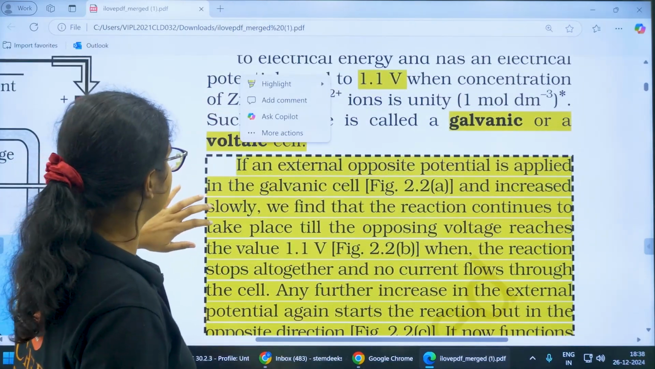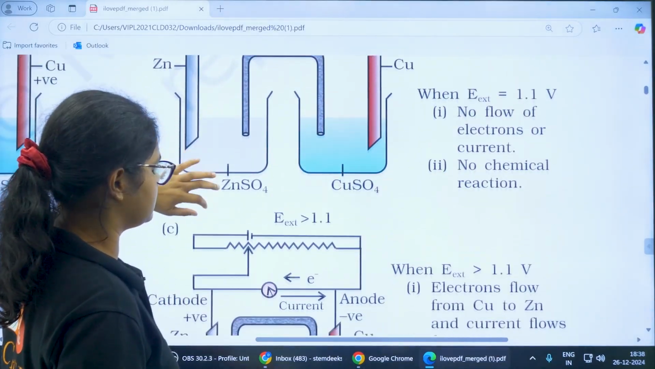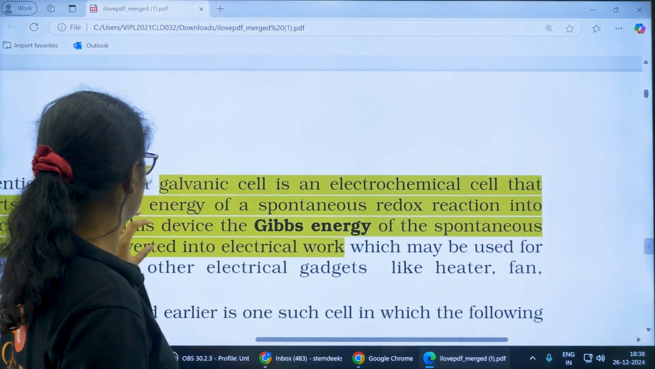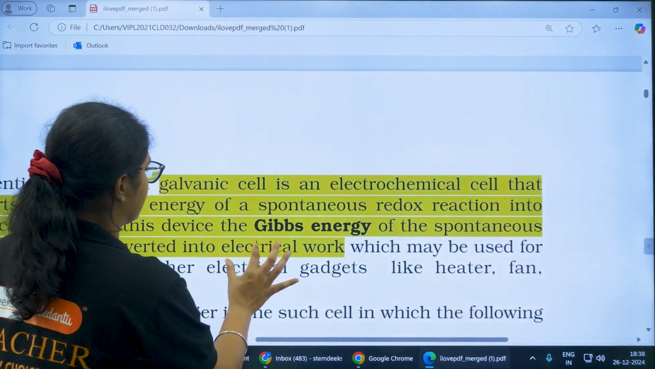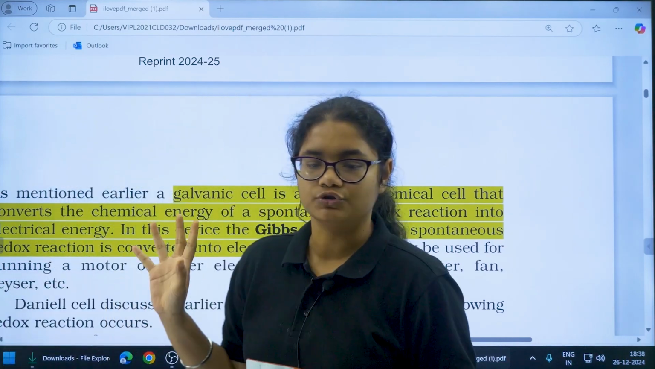Now once we move forward, so here all diagrams and all, no need to do anything. Go to the second part. Here, what is a galvanic cell? The definition of galvanic cell is given here, that you should know.